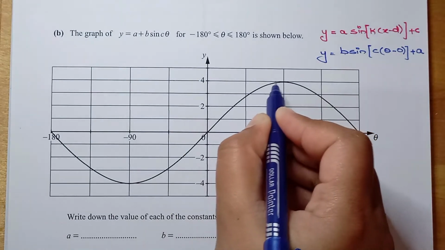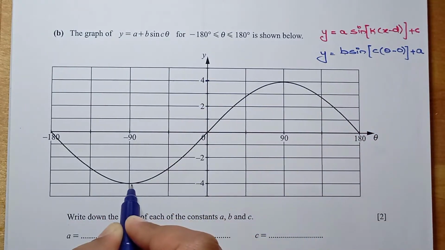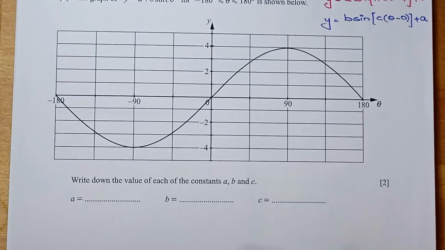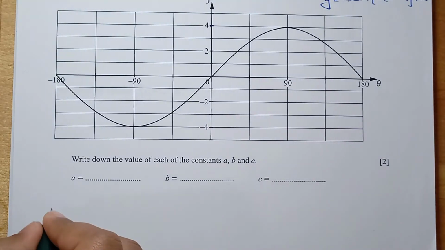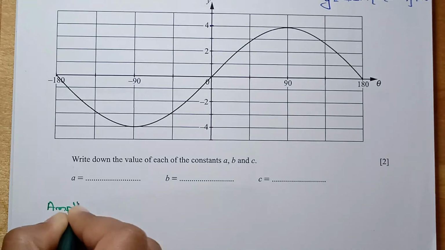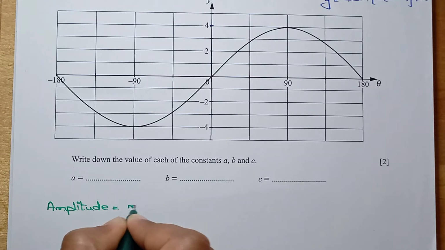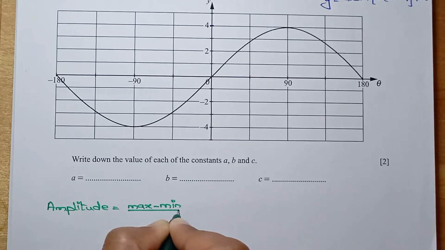So what is the maximum point of this curve? That is +4, and the minimum point of this curve is -4, right? So now we know the max and the min. We can easily find the amplitude and equation of axis by using the formula. So for amplitude, it is equal to max minus min divided by 2. So this is the formula for amplitude, right?